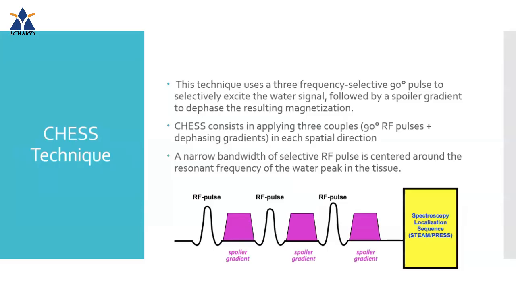So what is this CHESS technique? We use this technique to suppress the water. In this technique, you selectively excite the water molecules only. So you provide a narrow bandwidth. What is this bandwidth? This is a range of frequencies of the RF pulse to excite the molecules. So we provide a narrow bandwidth of RF pulse to selectively excite the water signal. And after applying this RF pulse, your water molecules get excited. Then it is followed by a spoiler gradient. This spoiler gradient will dephase the resulting magnetization of the water molecules, so the signal coming from those water molecules gets dephased.